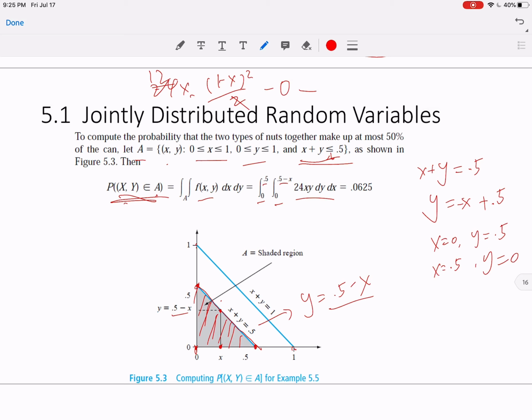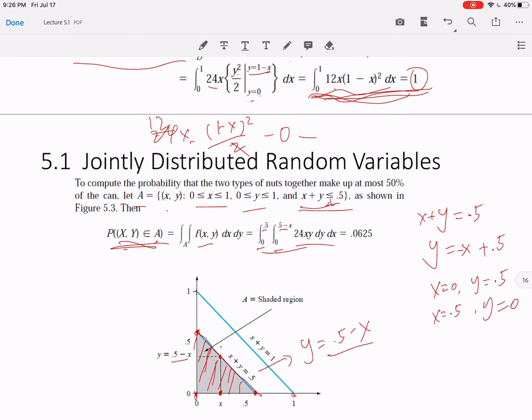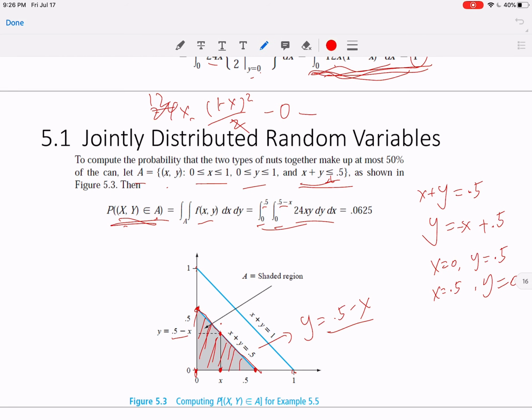Once we have the boundaries, we just need to integrate the PDF over those two intervals, 0 to 0.5 and 0 to 0.5 minus x. The calculation is going to be very similar to the calculation we did up here, so I wouldn't do it again. The only difference is that we got a 1 and a 1 up here, but in this case we have 0.5. But the final answer is going to be 0.0625.